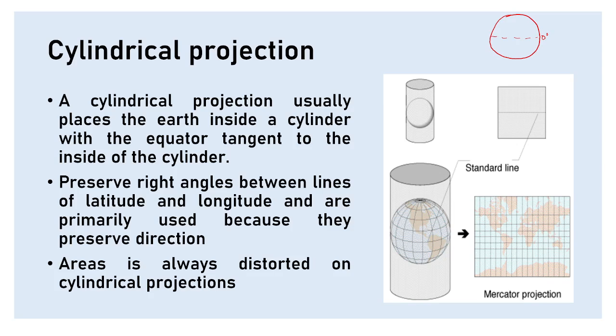How are we keeping it? Such that the equator is tangent to the inside of the cylinder. What does tangent mean? A single point of contact, right? So if you keep the cylinder, a single point of contact is there only at the equator. Accordingly, we are placing the earth.